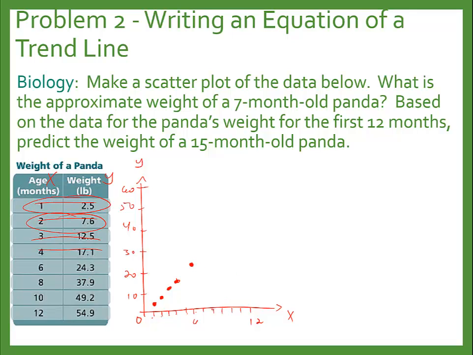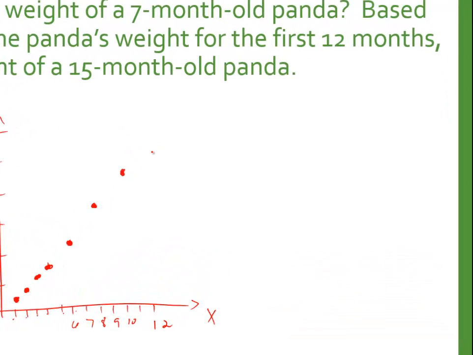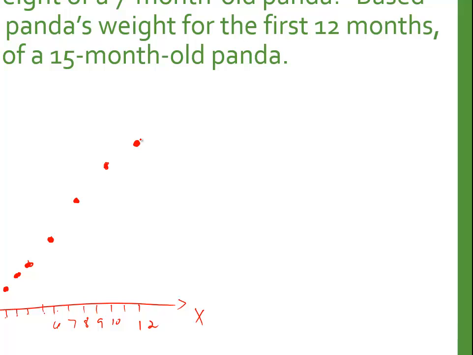8 is going to be 38. 10 is going to be 49. So 6, 7, 8, 9, 10. And then 12 is going to be 55. So there's your scatter plot, okay?